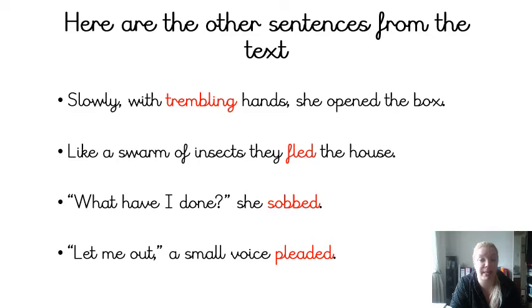Slowly, with trembling hands, she opened the box. Let's see if we can put that into our own sentence. We're going to use the word trembling because that's the word in red. You don't have to use the word trembling. You could use tremble or trembled. So we could have a sentence of: nervously, I was very nervous and my hand trembled as I went to open the door. It's very similar, but maybe you can come up with one much better than mine.